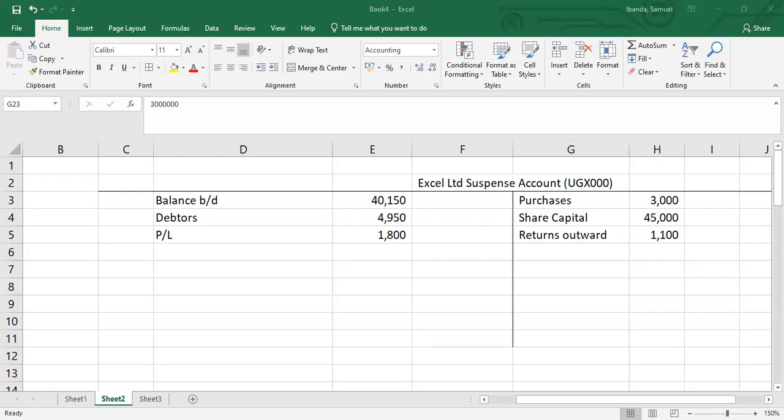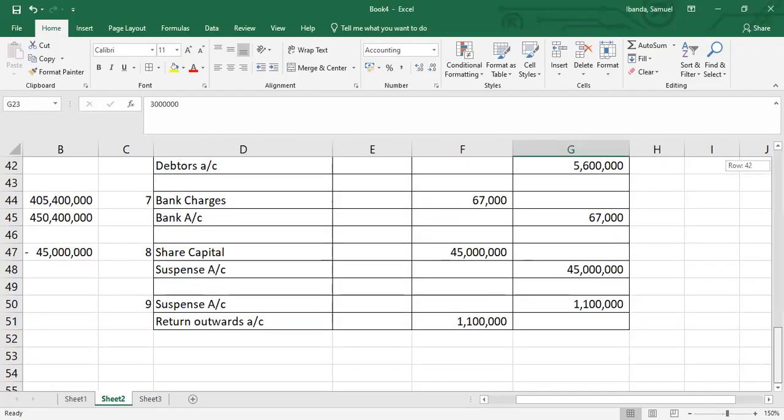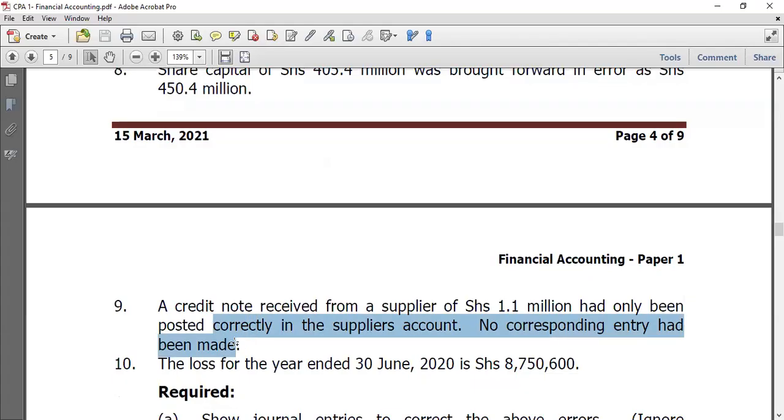Let me just try to see something small here. Okay, let's just correct this. Let me just take you back to this transaction. They're telling us that, let's just try to read it again, because I just realized we've done something that shouldn't be done. So they're saying a credit note received from a supplier of 1.1 had been posted in the supplier's account. Now, like I said, in the supplier's account, this 1.1 should be done what? We should debit it in the supplier's account.